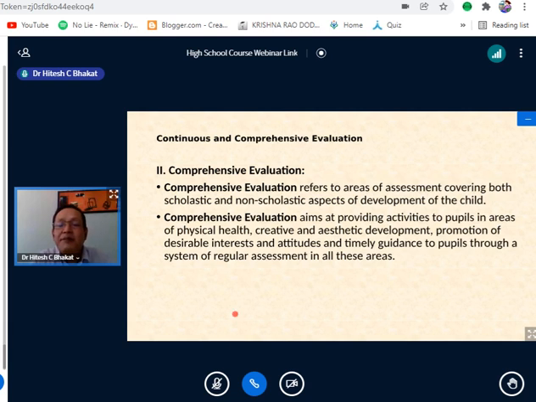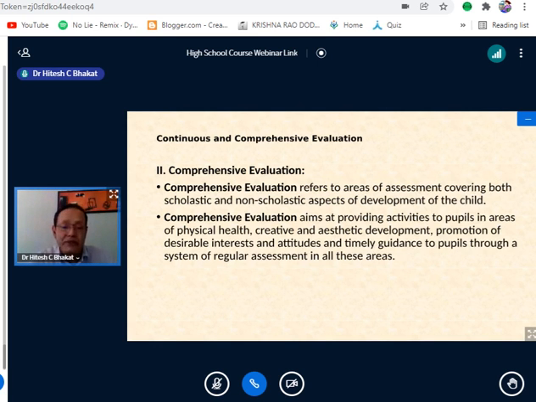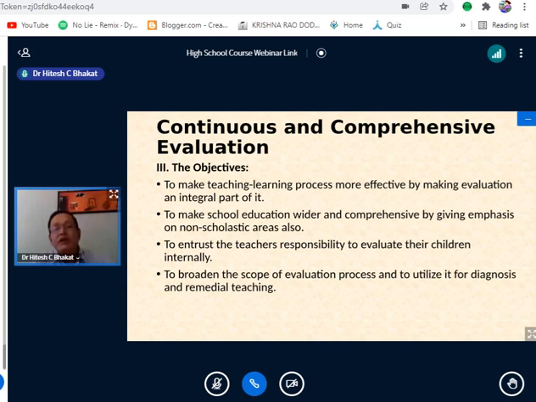And not only that, we also said this second aspect aims at providing activities to pupils in areas of physical health, creative and aesthetic development, promotion of desirable interests, attitudes, and timely guidance to pupils through a system of regular assessment in these things. So we give all these different activities and develop their positive attitude, okay? Create an awareness in different aspects of things and aesthetic values. All right, sense of respect. Somebody is very good, may not be that good in English and mathematics, but very punctual, regular, neat and tidy, cuts nails, gets the haircut properly, okay, something like this. So have leadership quality, very helpful in the classroom. So you also add all these things for their assessment of the learning, and we continuously help them.